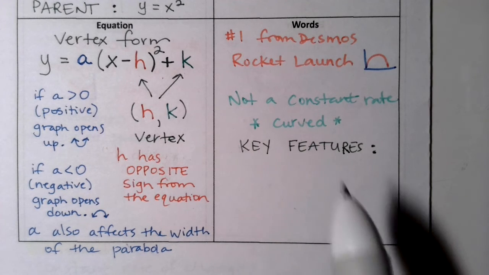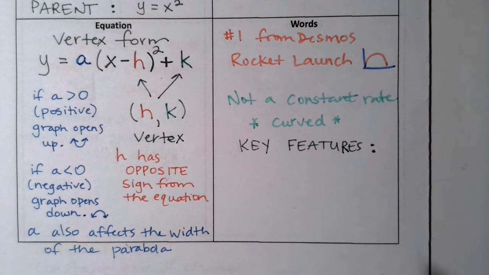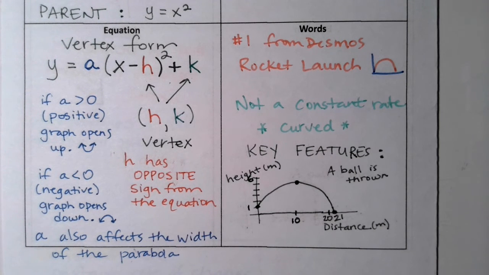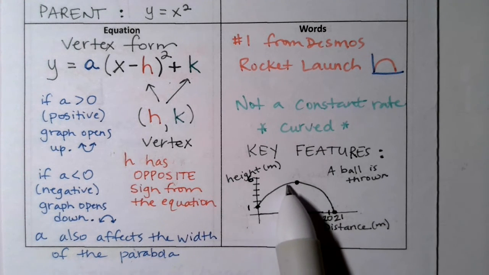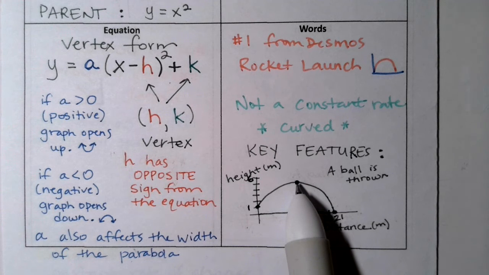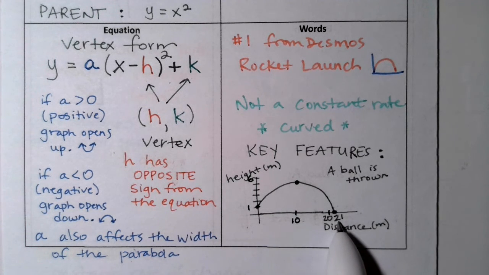The last thing I want to add is over here in the word section, and I want to add some key features. The x-intercept, the y-intercept, and the vertex, just in context. Those are often interesting points on your graph. In one of our opening word problem scenarios that we looked at, we had a ball being thrown, and it was thrown from a height of 1 meter, so maybe a person throwing the ball, and it reached a height of 6 meters at a distance of 10 meters, and then it hit the ground at 21 meters.